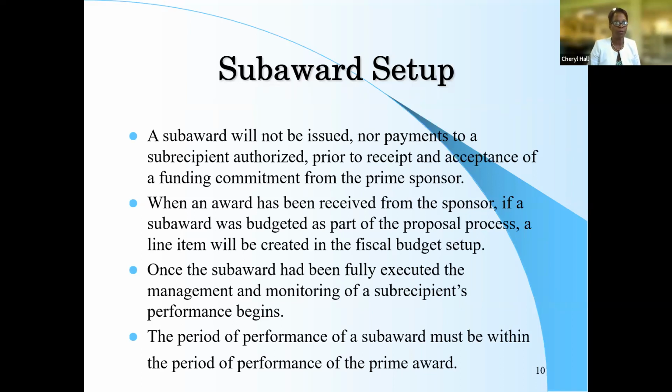Then we'll put it in our system to start the management and monitoring of that subrecipient's performance against that prime award. The period of performance of a subaward must be within the period of performance of the prime award. Meaning, if our award runs from January 1 to December 31st, then the subaward cannot run before that start date or after that end date. It has to run within that time frame.